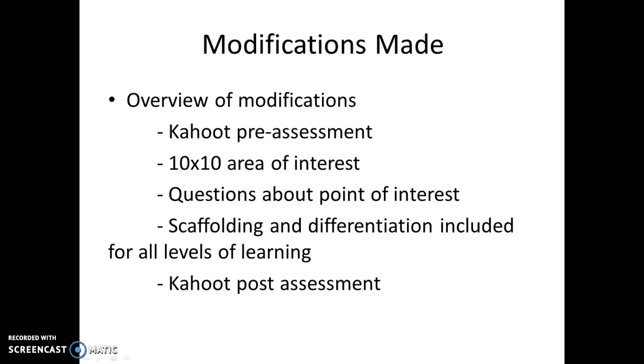I also scaffolded and differentiated, including for all levels of learning. So if they needed to be challenged more, or if this was perhaps too challenging for them, I would provide more assistance there. And then at the very end, I did the same Kahoot as in the pre-assessment for the post-assessment, which would allow me to see student learning progress and give the students immediate feedback on their own learning.